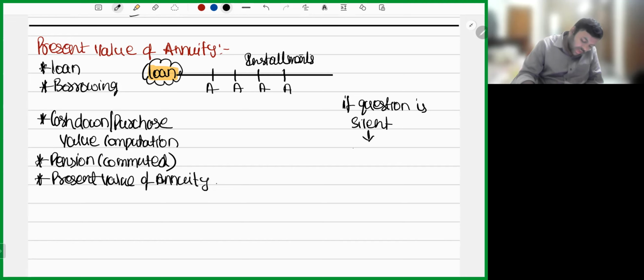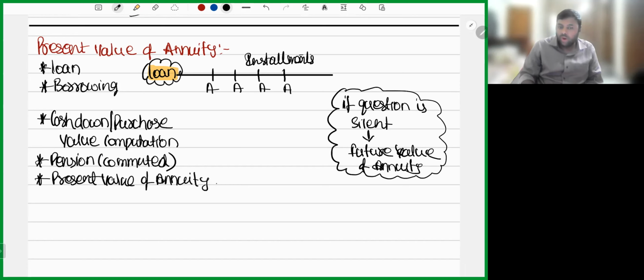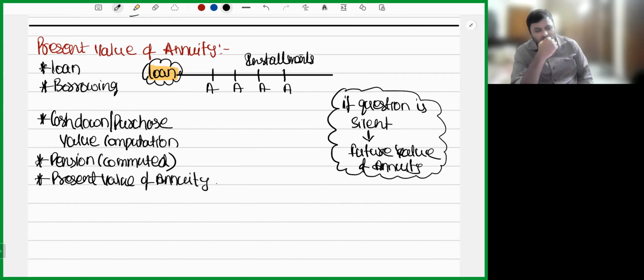Simple. If the question is silent, calculate future value of annuity. Remember, my dear friends, if the question is silent, will it be ordinary annuity or annuity due? It will be ordinary annuity. In the same way, if the question is silent, it will be future value. These are the only 5 cases in the whole world where present value will be applied. There is no other case. Those 5 cases are loan, borrowing, cash down, pension, and present value computation.